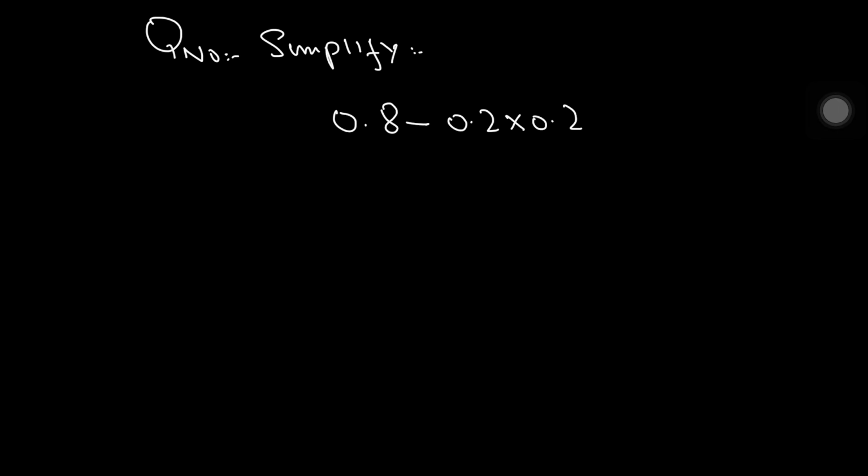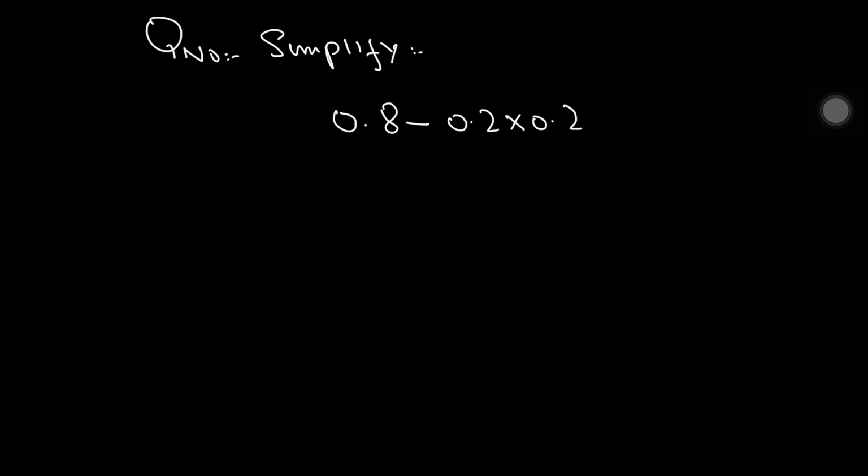In this video, we are discussing the example based on order of operations: 0.8 minus 0.2 multiply 0.2. Here we can see there are two arithmetic operations present. One is subtraction and the second is multiplication. So first we simplify the multiplication.